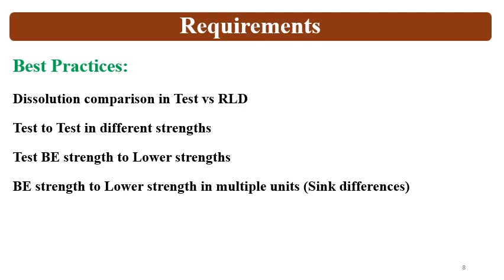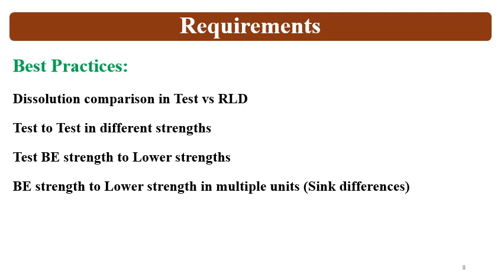Then always do the comparison of test versus RLD, that is the B strength. Also test to test comparison in different strengths, test B strength to lower strength. This is very important and very critical, because if you work for a biowaiver, then you have to show the similarity of the dissolution of the lower strength or waiver strength with the B strength. Then B strength to lower strength in multiple units.